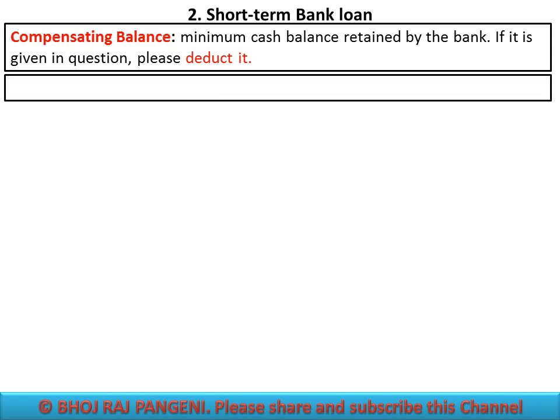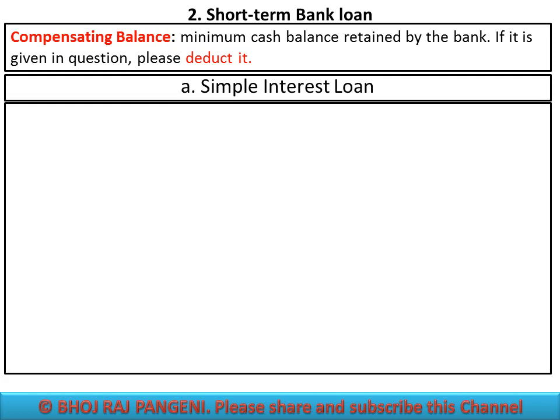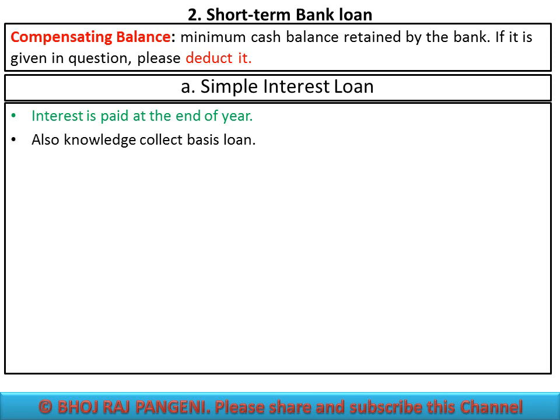Now, number A, simple interest loan. For this simple interest loan, the interest is paid at the end of each year. Interest paid at the end of each year is called a simple interest loan, also known as the collect basis loan.